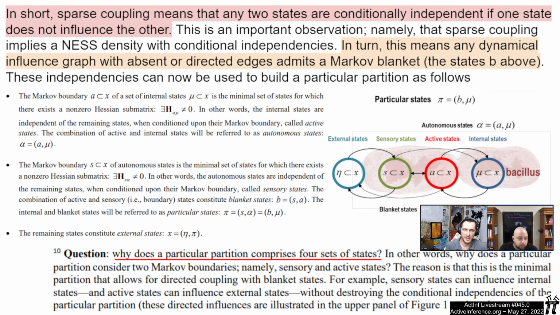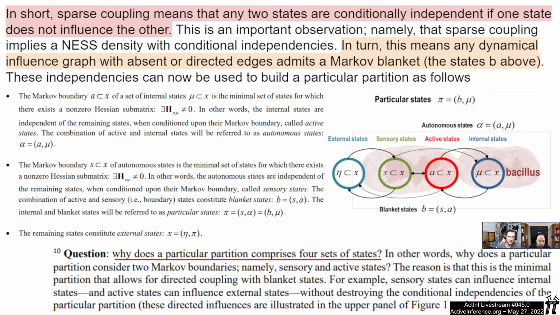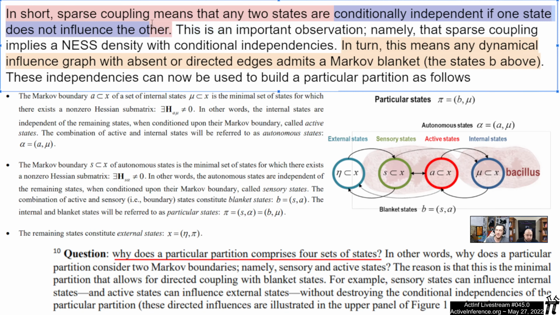But continuing with the sparse coupling notion. Sparse coupling means that any two states are conditionally independent if one state does not influence the other. Tautology number 5. This is an important observation, namely that sparse coupling implies the non-equilibrium steady state density with conditional independencies. In turn, this means any dynamical influence graph with absent or directed edges admits a Markov blanket. So if your variables are all connected to each other, it's a fully connected social network. It's a fully connected statistical model.